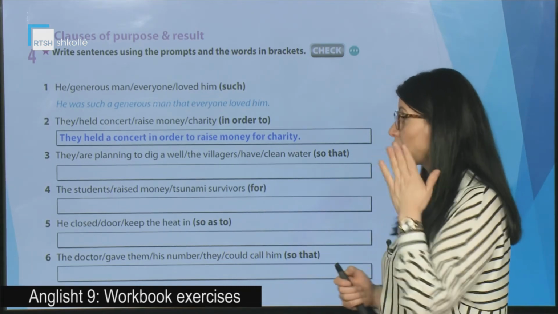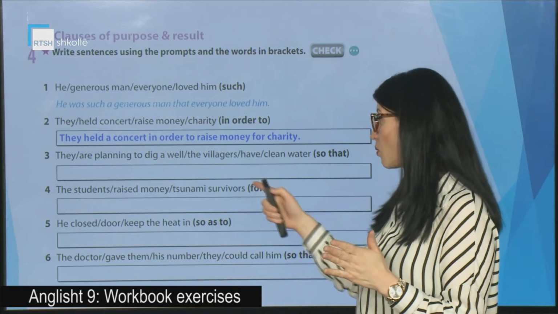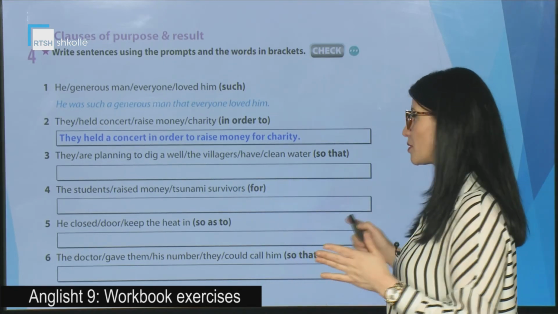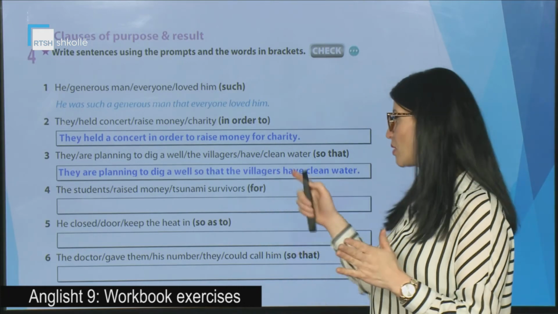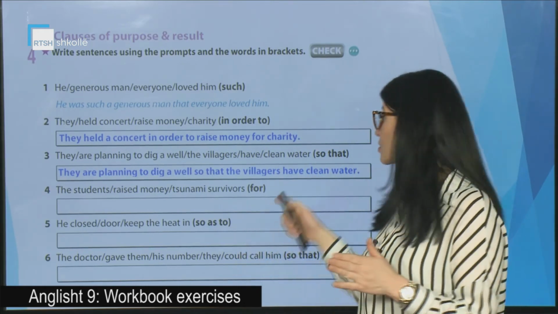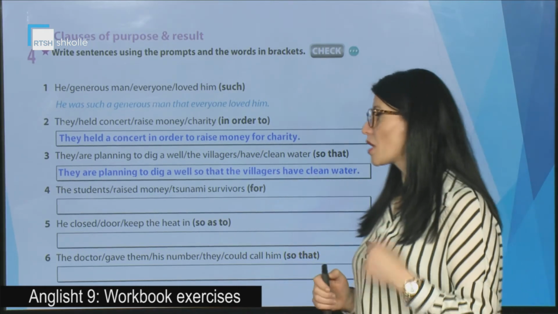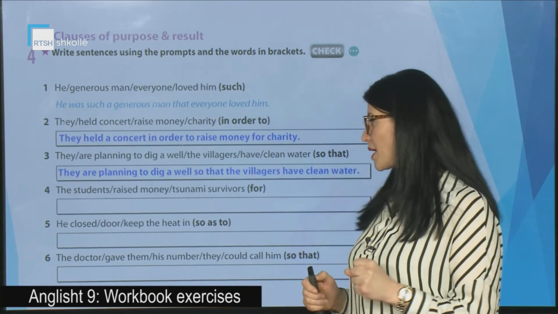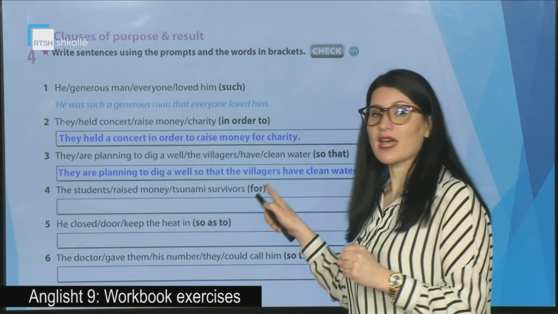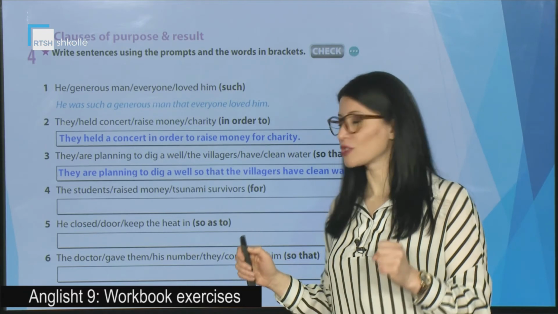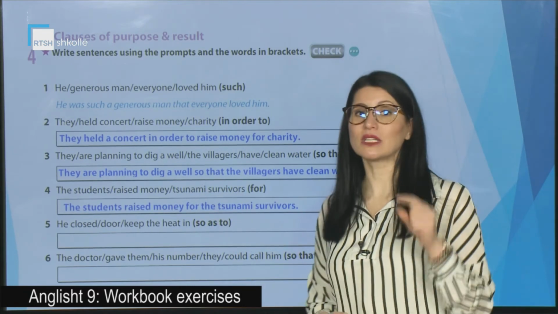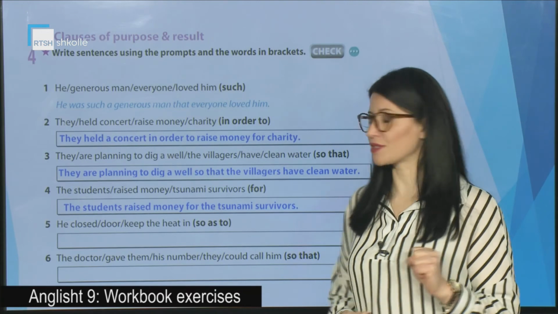The next one. They are planning to dig a well. The villagers have clean water. So they are planning to dig a well so that the villagers have clean water. The students raised money tsunami survivors, and here we are going to use the word for. So the students raised money for the tsunami survivors.